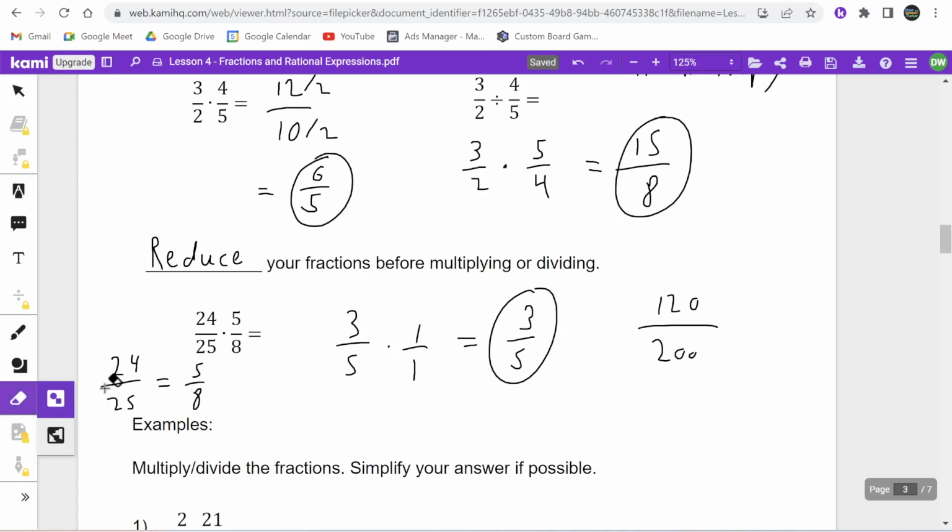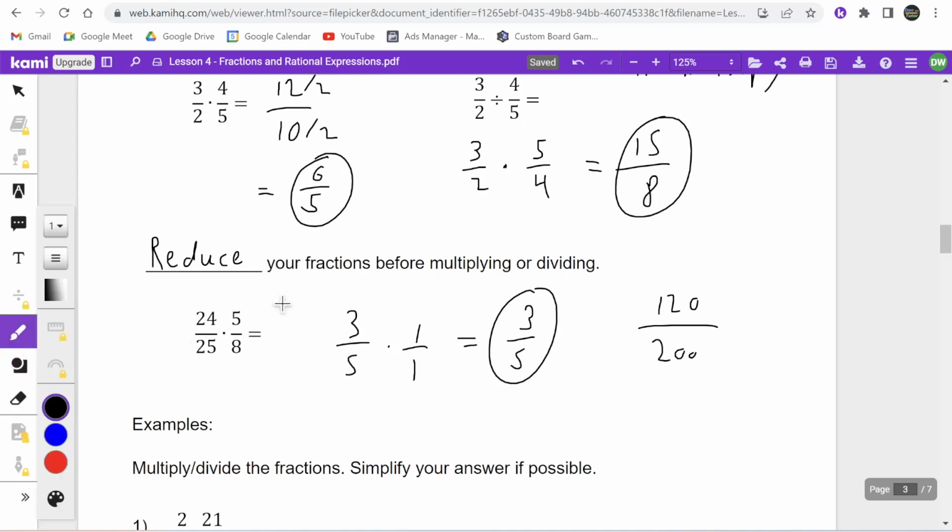So then what did I do, right? If I didn't cross multiply, what did I do? I just reduced. I reduced because technically, because this is multiplication, it's really 24 times 5 in the numerator and 25 times 8 in the denominator. It's all one big happy fraction. And you can reduce fractions as long as it shows up in the numerator or the denominator.